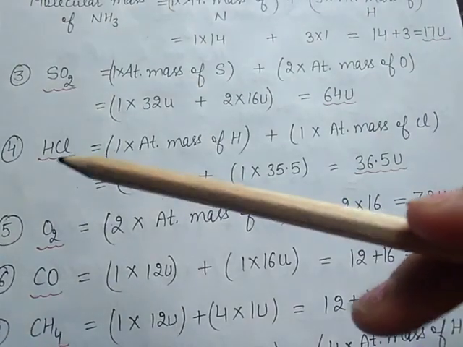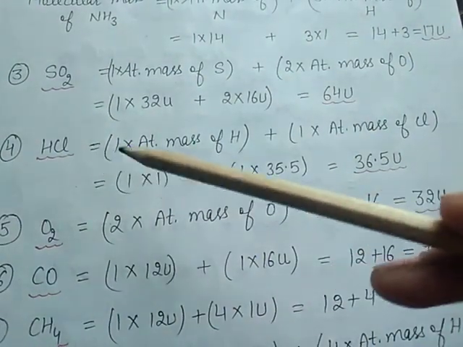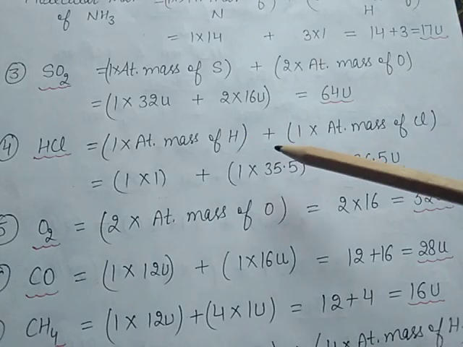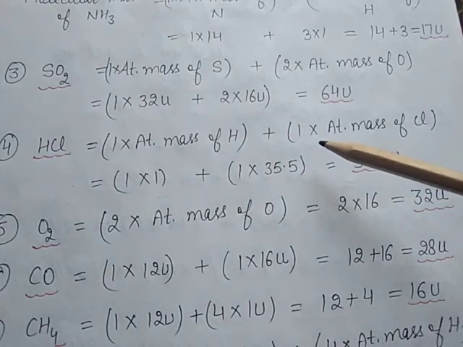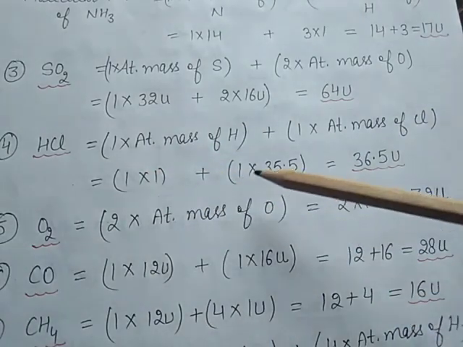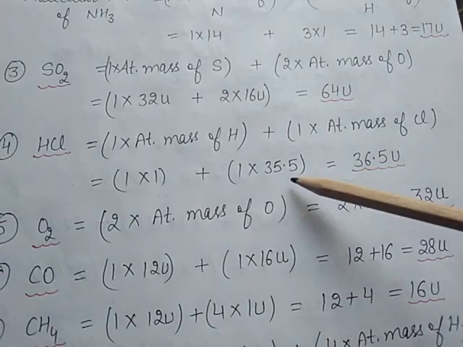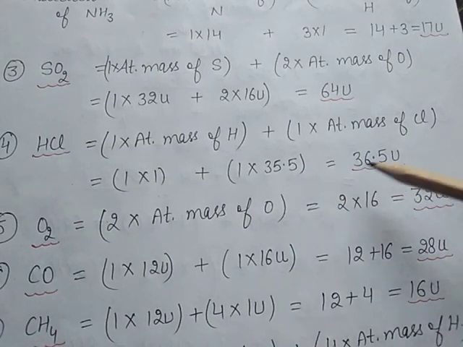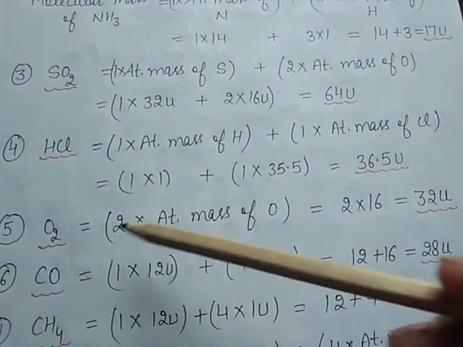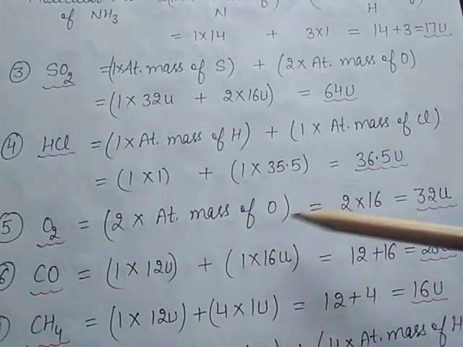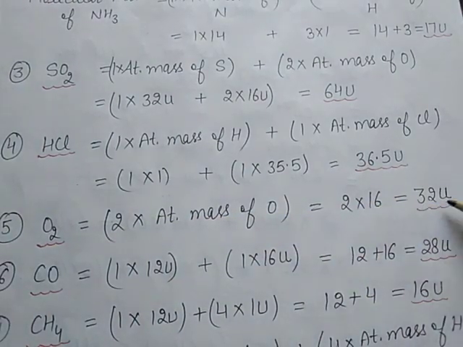Now the fourth example is HCl. 1 hydrogen atom multiplied by the atomic mass of hydrogen plus 1 atom of chlorine multiplied by the atomic mass of chlorine. 1 multiplied by 1 plus 1 multiplied by 35.5. 35.5 is the atomic mass of the chlorine atom, that is equal to 36.5 u. Next example O2 means 2 atoms of oxygen multiplied by the atomic mass of oxygen. 2 multiplied by 16, that is equal to 32 u.